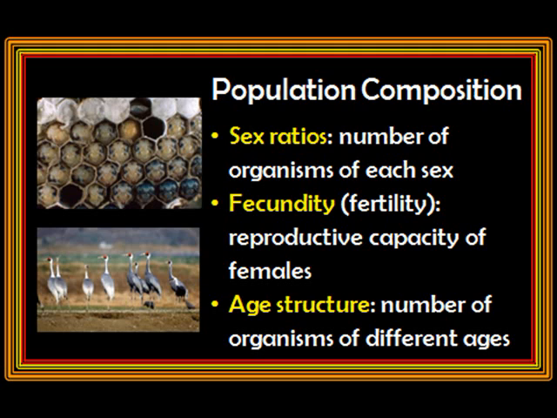The age structure of a population shows you the number of organisms that exist at each age. So you can have an age structure with lots of older organisms, in which case you're not going to have as much reproduction, or you can have a lot of juveniles, which means very soon, as soon as those mature, you're going to have a lot of reproduction going on.